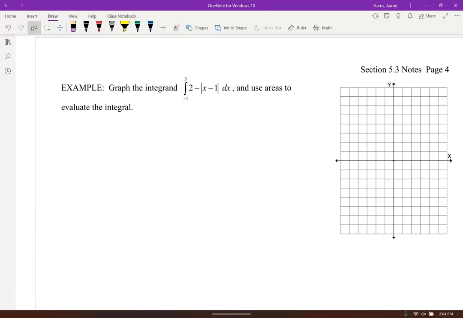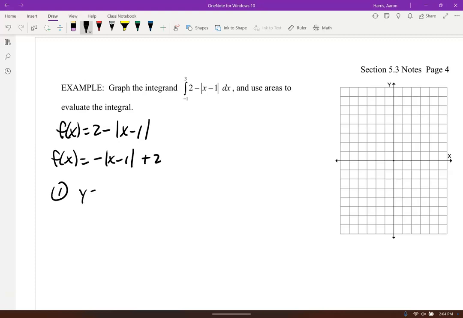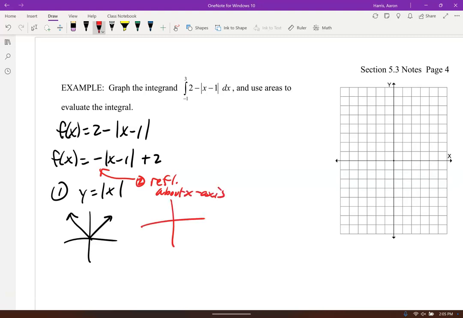How about this one? We've got the function 2 minus the absolute value of x minus 1. Let me rewrite that as negative absolute value of x minus 1, plus 2. So maybe you're thinking about transformations. Here's the parent absolute value of x, right? You've got the V. Well, number one, if I flip that over, that's a reflection about the x-axis. So then we would be flipped over like that, right? And then what does that minus 1 do?